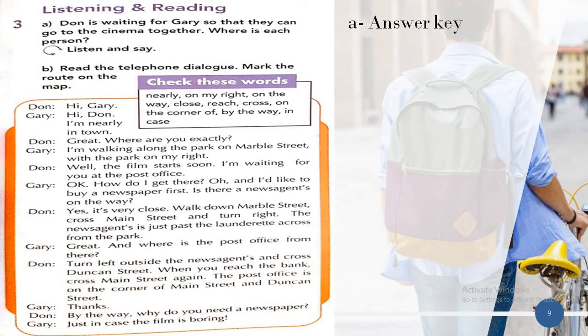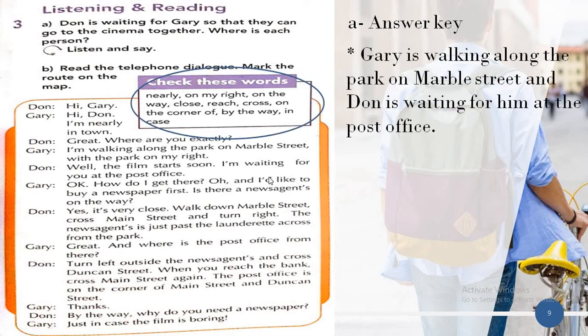So, read the dialogue between Don and Gary and give me the answer to question A, which is: Don is waiting for Gary so that they can go to the cinema together. Where is each person? Well done. So, Gary is walking along the park on Marble Street and Don is waiting for him at the post office. Excellent, my students, excellent.